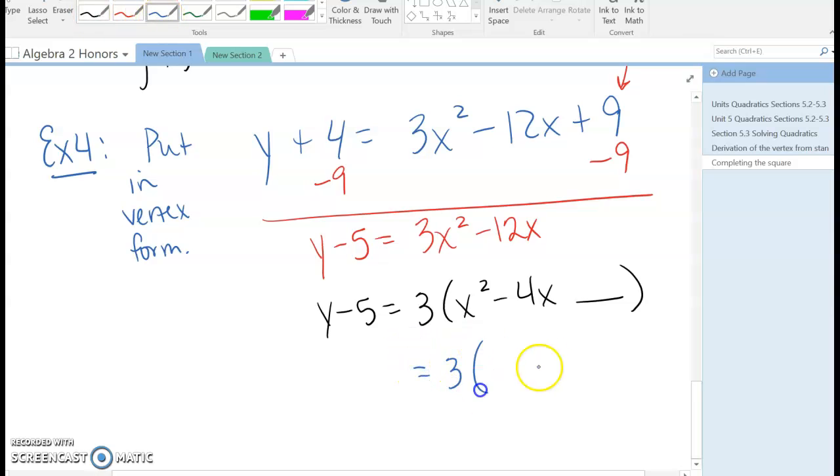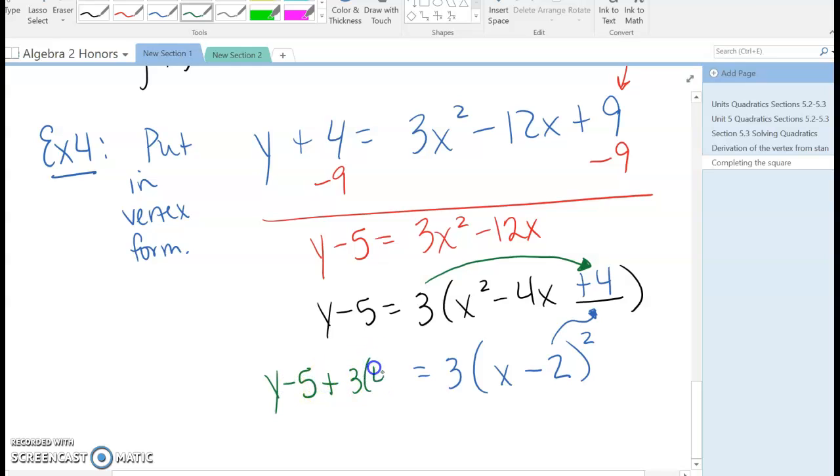If I rewrite this as the quantity x minus something squared, I'm going to have to take that minus 4 and cut it in half. So it's going to be the quantity (x minus 2) squared. And then take that negative 2 to figure out what this would have been. This would have been plus 4, because I would have squared negative 2 to get plus 4. And keeping in mind, on the right-hand side, I actually added 3 times 4. That was new. It wasn't there before. So then on the left-hand side, y minus 5 plus the quantity 3 times 4.